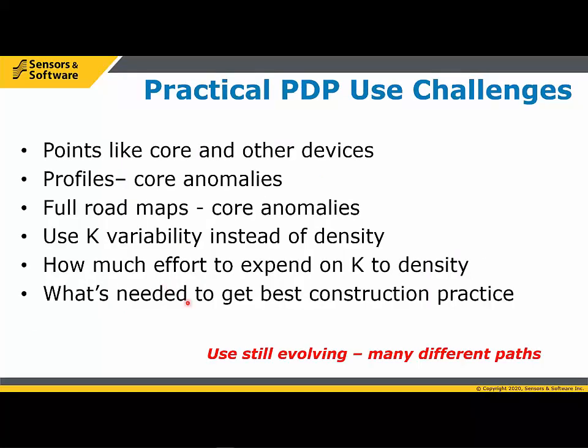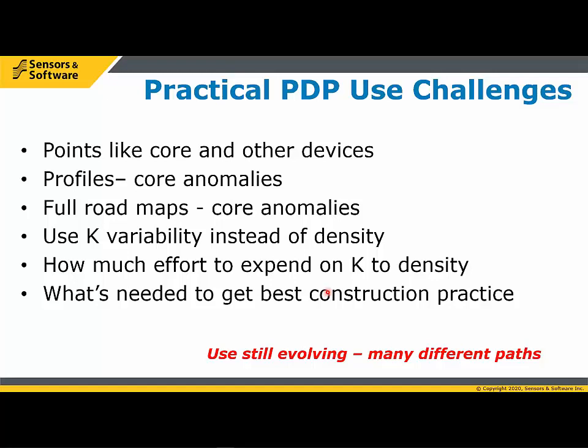So one of the things that we see a lot of is how do we practically use the PDP or any of these devices, but the PDP especially because it collects a lot of data. Should we use it as a core-like measurement where we make point measurements? Is it better to have profiles and then core the anomalies? Should we use full area maps and core the anomalies?